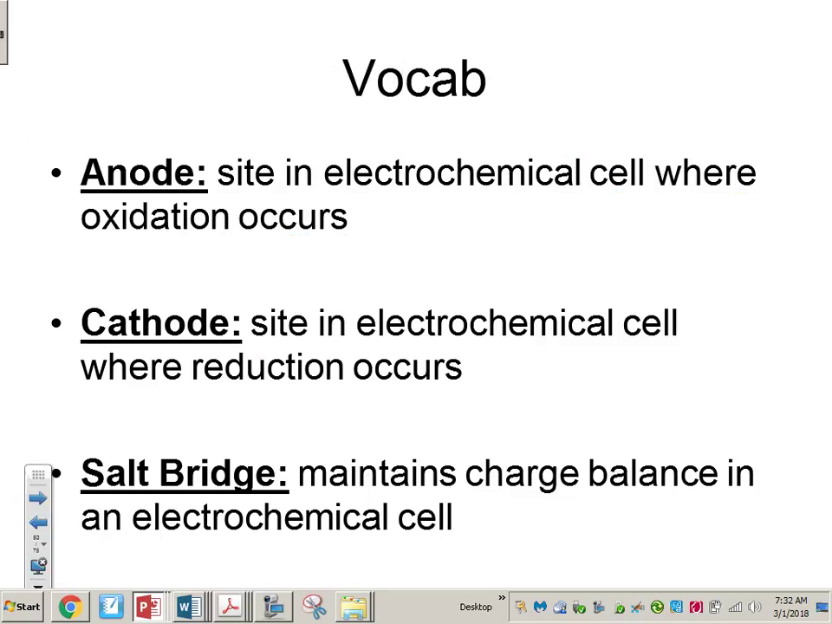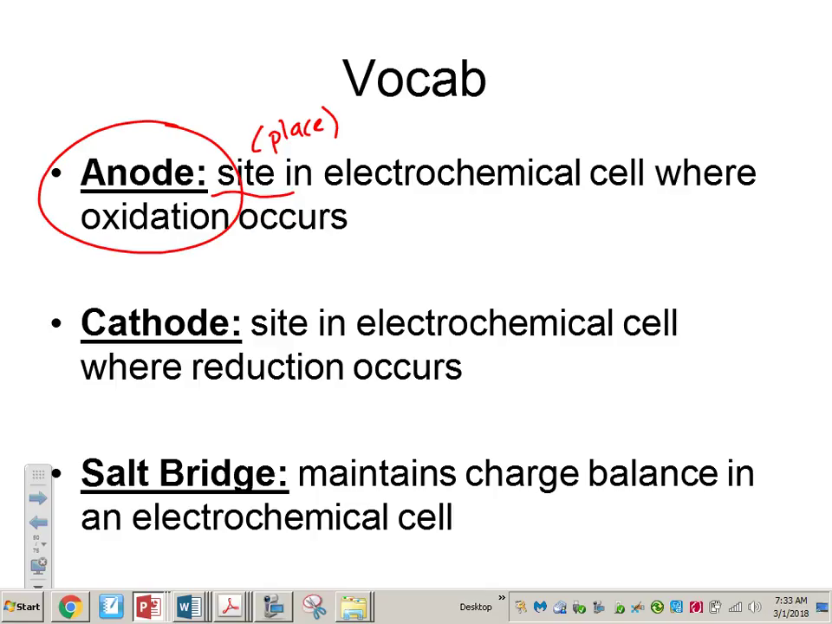The last thing is some vocabulary associated with all electrochemical cells. These are not specific to voltaic cells, but we're going to start with voltaic cells: anode, cathode, and salt bridge. These are words we use when we're talking about batteries, when we're talking about voltaic cells. Anode, what is the anode? It's the site in the electrochemical cell, which basically means it's just a place, a location, where oxidation occurs. So oxidation happens at the anode. We want to associate these two words; they go together.